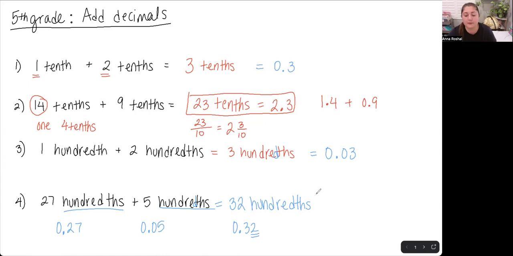So in order for me to rewrite this in a different format, I would say that I have 3 tenths and 2 hundredths. Whoops, I just don't like this D here, apparently. Let's just change the way words are spelled.